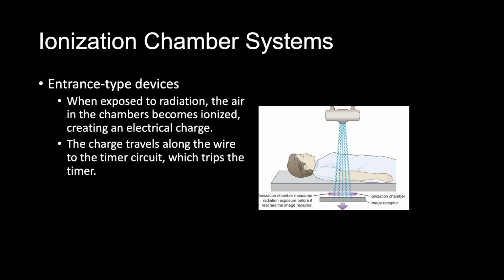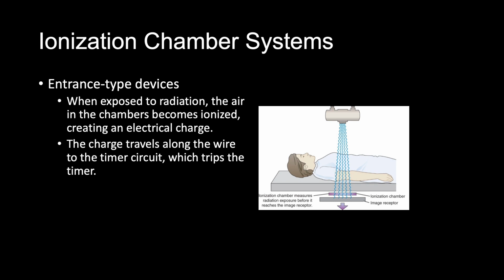When the ionization chamber is exposed to the radiation from a radiographic exposure, the air inside the chamber becomes ionized, and that creates the electrical charge. That charge travels along the wire to the timer circuit, and then the timer is tripped, and then the radiographic exposure is terminated at that time when there's a large enough charge that has been received. The electrical charge is in proportion to the radiation to which the ionization chamber has been exposed.